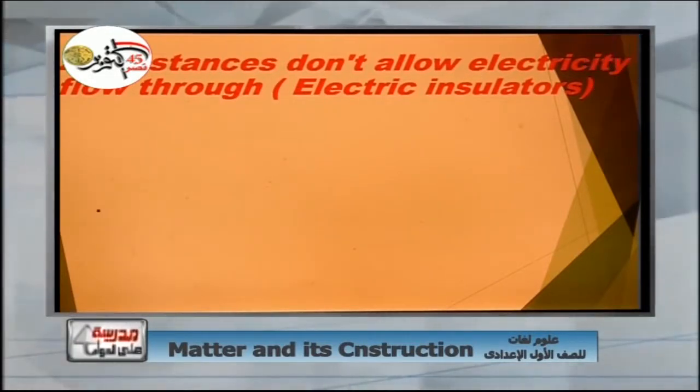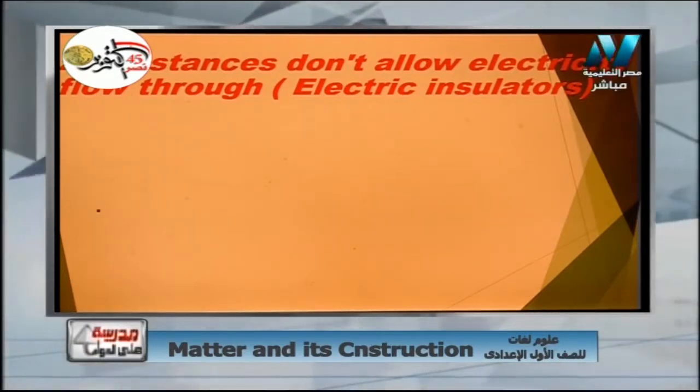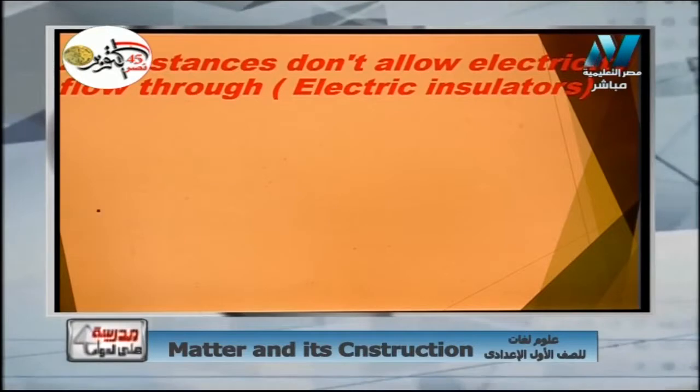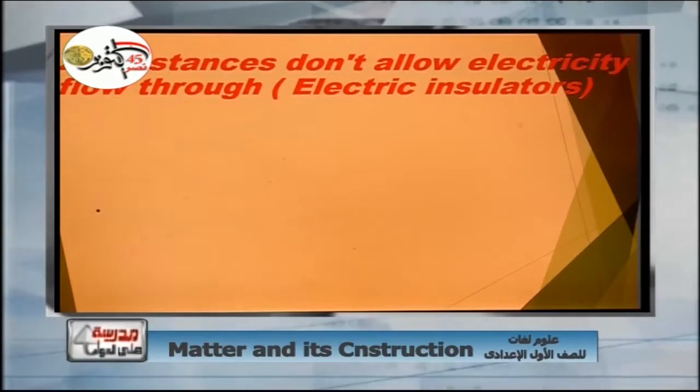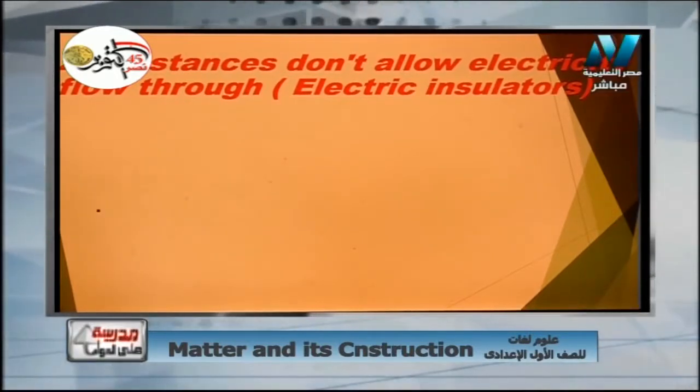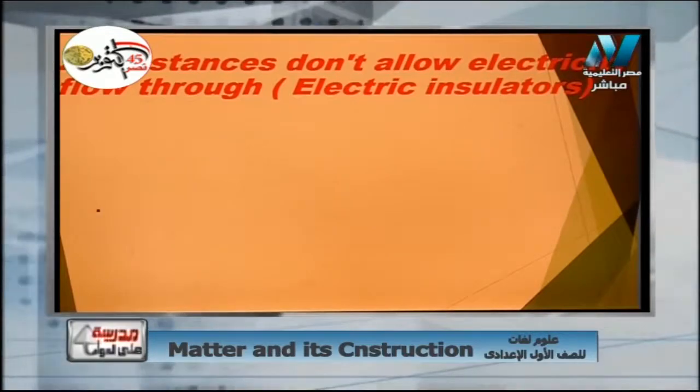And we have number 2, substances that don't allow electricity to pass or to flow through, they are called electric insulators. So we have 2 types of substances according to their ability to allow electricity to pass. Number 1, electric conductors. Number 2, electric insulators. What's meant by electric conductors? They are substances that allow electricity to pass. What's meant by electric insulators? They are substances that don't allow electricity to pass through.